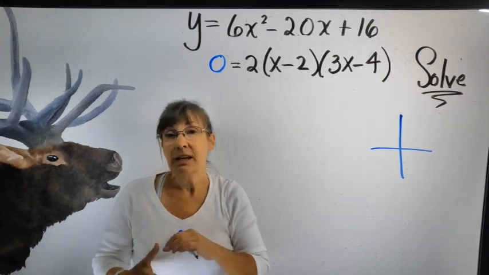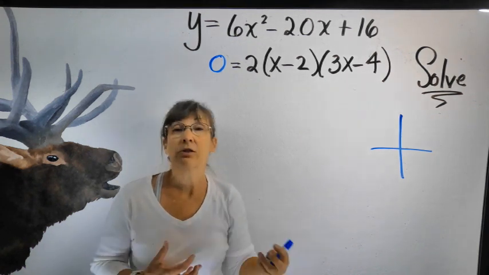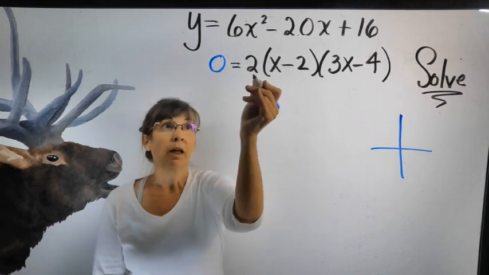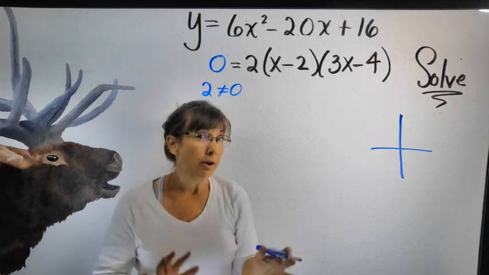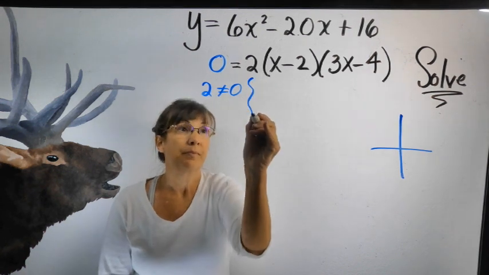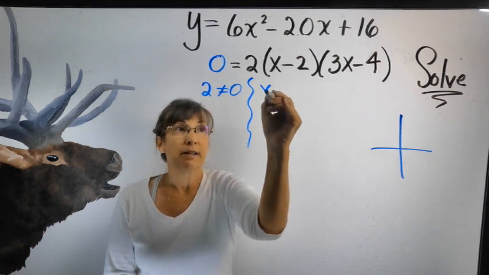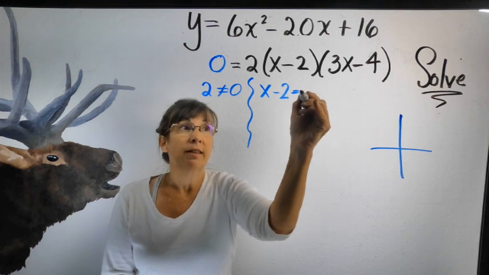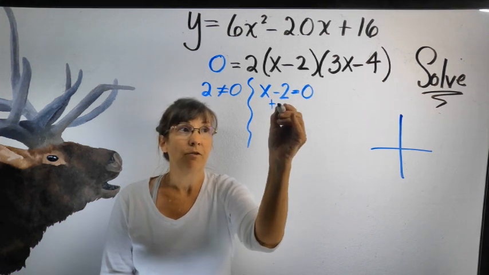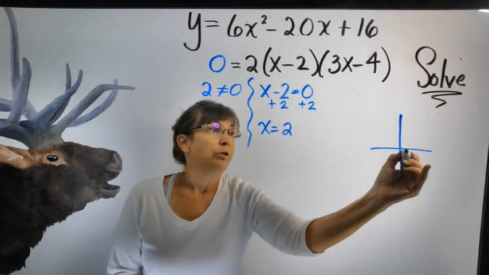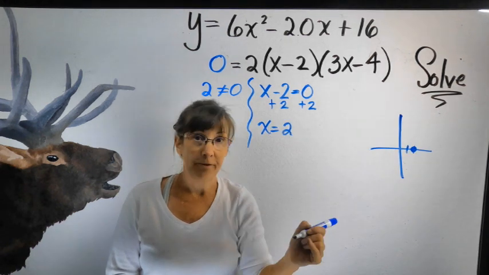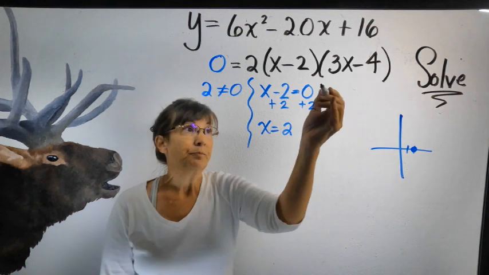I'm going to set each factor equal to 0 and solve for the x. The first factor is 2. But it does not equal 0, so we're not going to consider it. My next factor is x minus 2, so I'll set that equal to 0 and solve. So x equals 2, which means it crosses the graph at x equals 2.